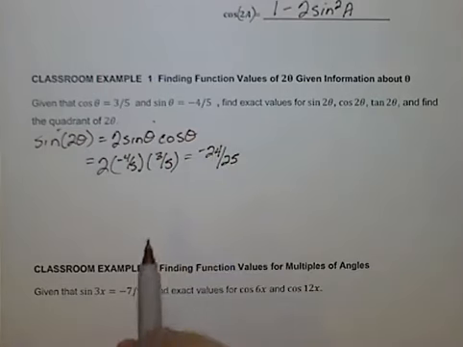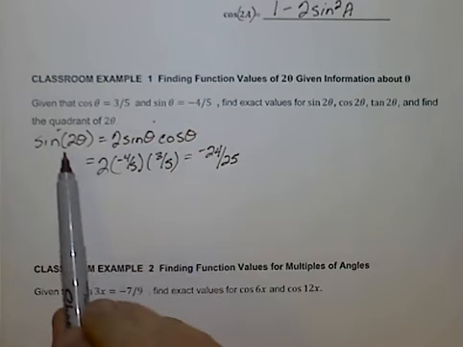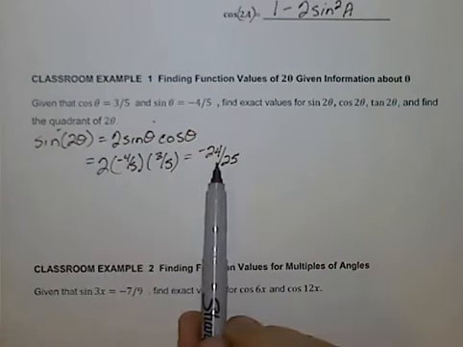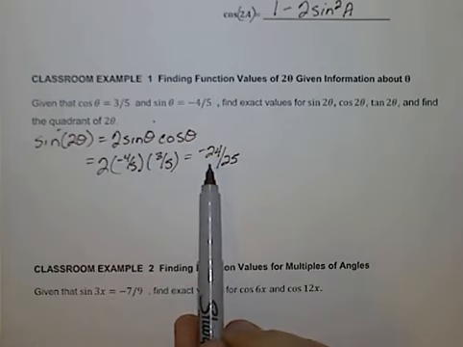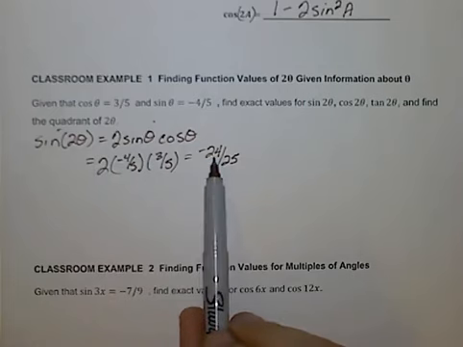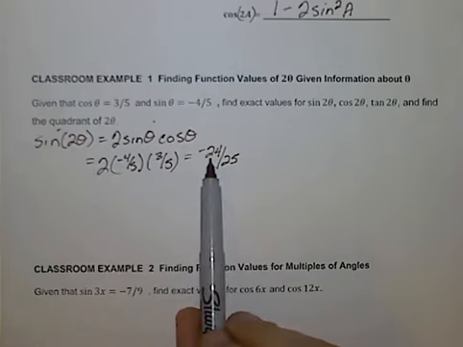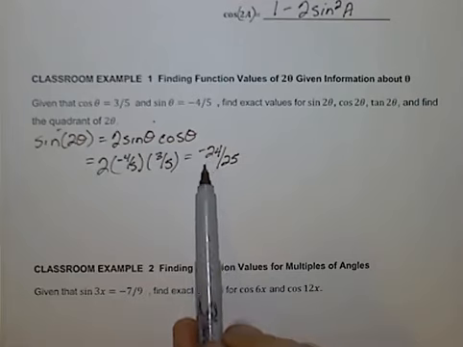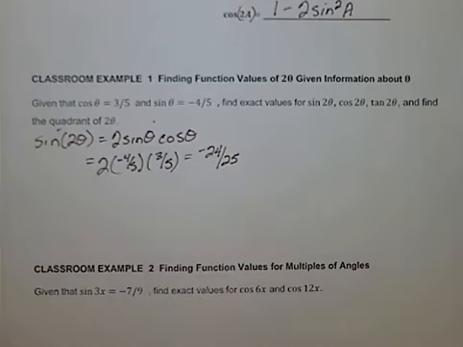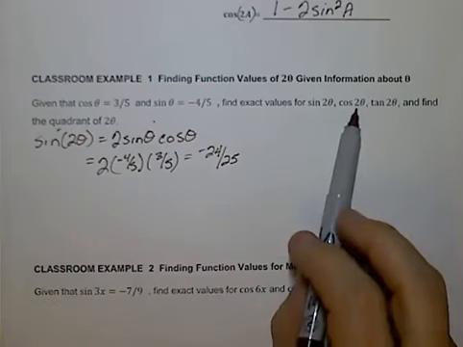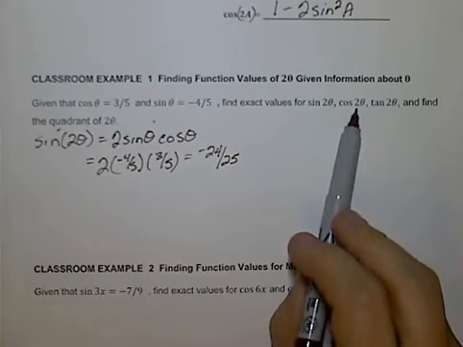One thing you can always check with these kinds of problems, if you're doing sine and cosine, remember that sine and cosine always have to be between negative 1 and positive 1. So if we had gotten something here that was bigger than negative 1, then we would know that we had done something wrong. Now we're going to find the cosine of 2 theta.